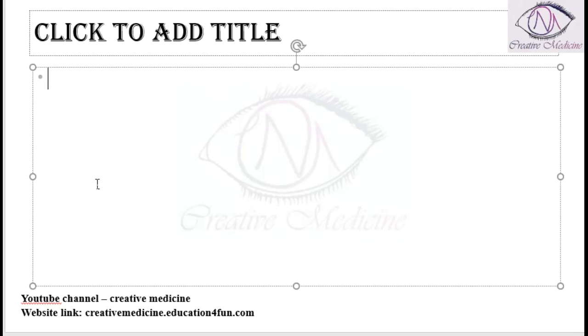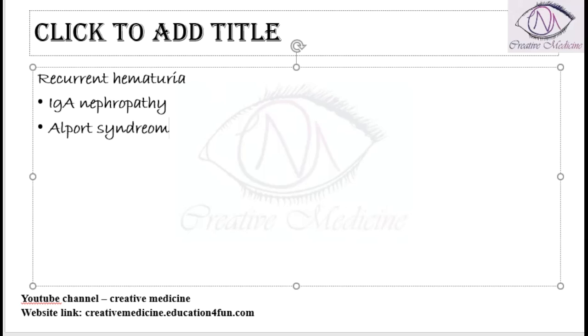Then we have recurrent hematuria. Recurrent hematuria is mainly seen in IgA nephropathy. Recurrent hematuria can be seen in Alport syndrome. Tumors can cause recurrent hematuria, or autosomal dominant polycystic kidney disease can result in recurrent hematuria.